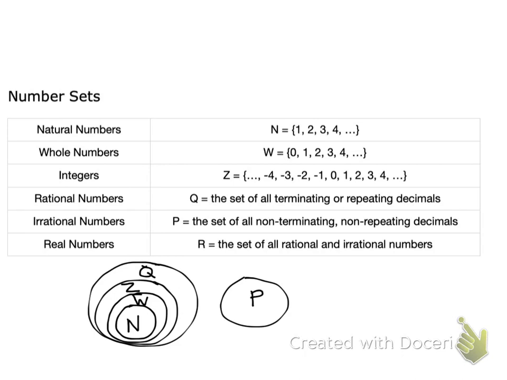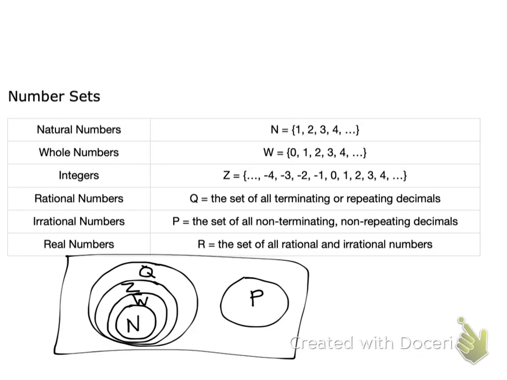But basically, these are the numbers that can't be turned into fractions. They're the non-terminating, non-repeating decimals. Things like pi, things like square roots that we can't actually take, like the square root of 29. That's not a whole number answer, so that would be irrational. And then all of those are inside what's called the real number system. Real numbers we denote with an R. It's all rational and irrational numbers. This is separate from what we call the imaginary numbers, but we're not going to talk about those.